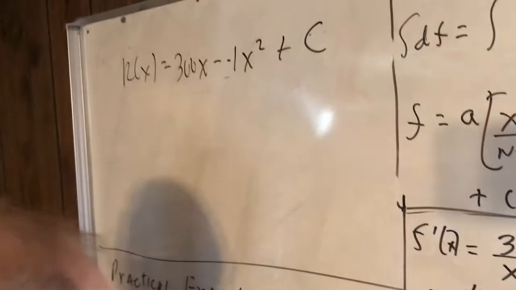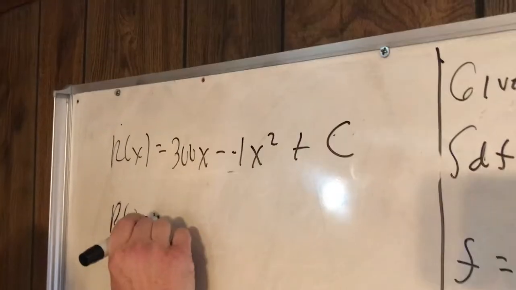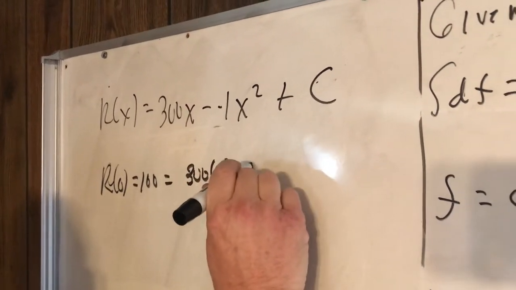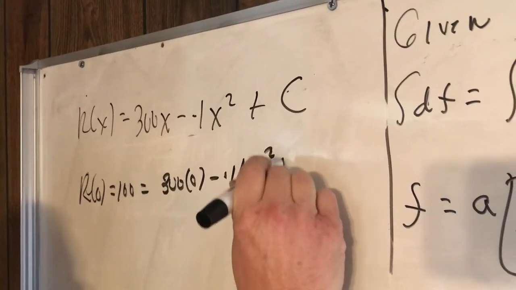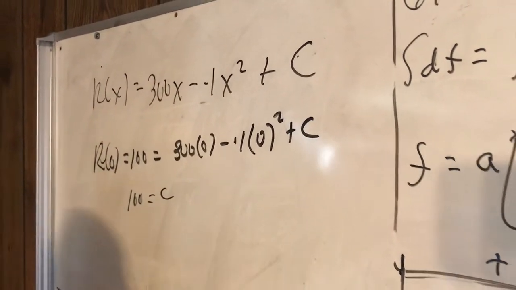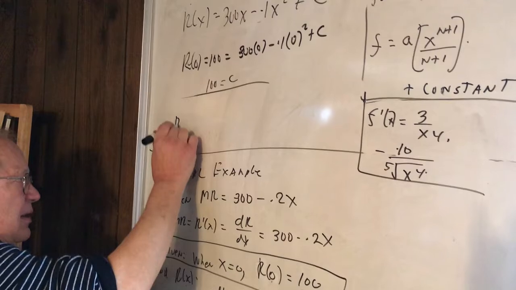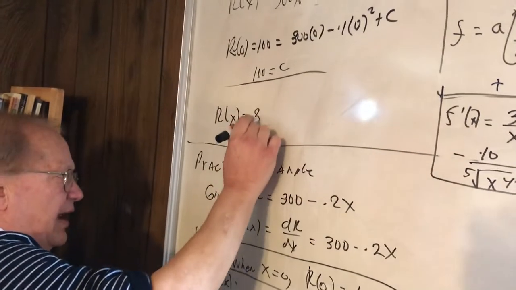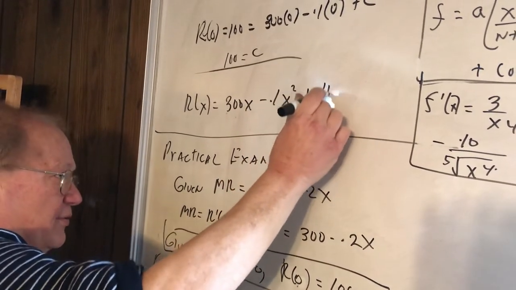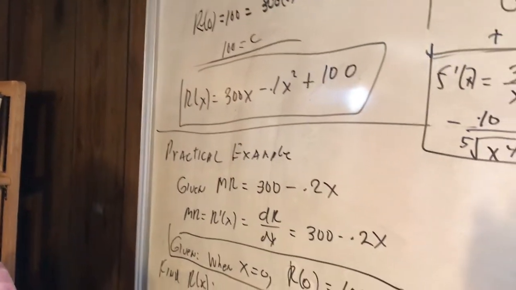So let's substitute that in here. When R(0) equals 100, it's going to be 300 times 0 minus 0.1 times 0 squared plus c. So we're going to get 100 equals c. So we found our constant very easily. Let's put it back in our equation here: R(x) equals 300x minus 0.1x² plus 100. That's our complete function with the constant and everything else.